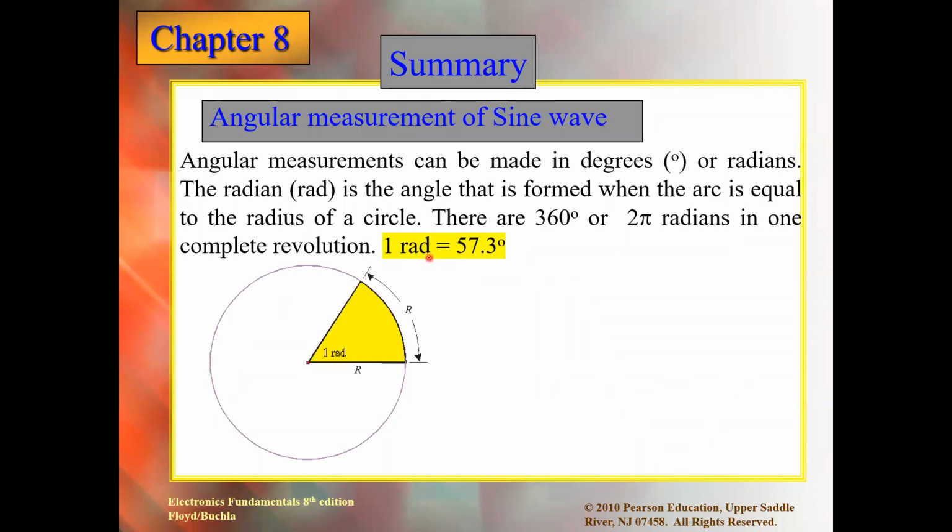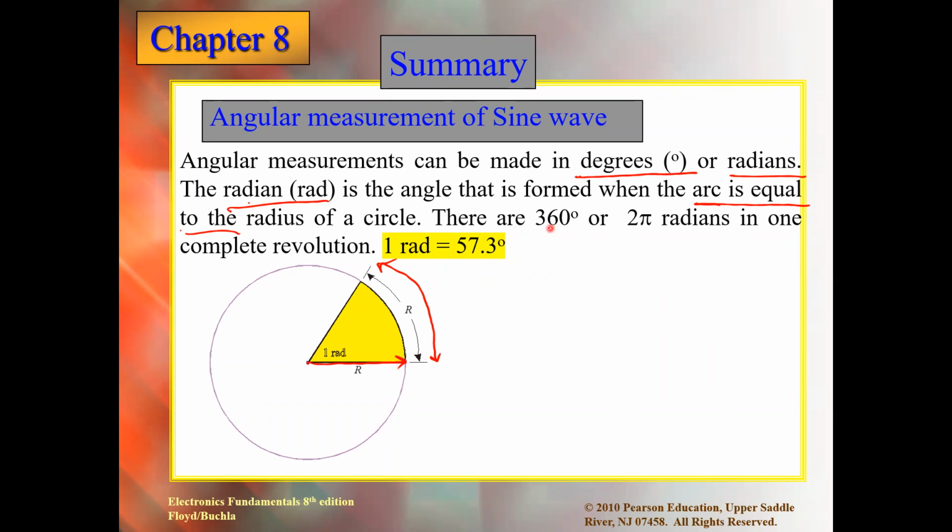Next comes angular measurement of a sine wave. Angular measurements can be made in degrees, or they are measured in radians. The radian, which we write in short as rad, is an angle that is formed when the arc is equal to the radius. What is the arc? This is called the arc. When this arc is equal to the radius, it is called 1 radian.